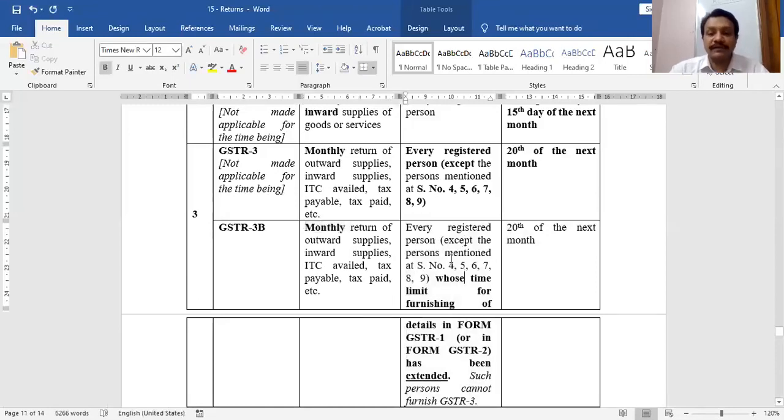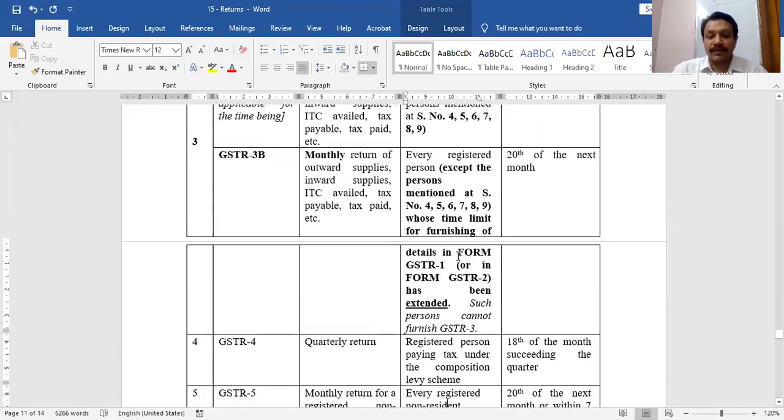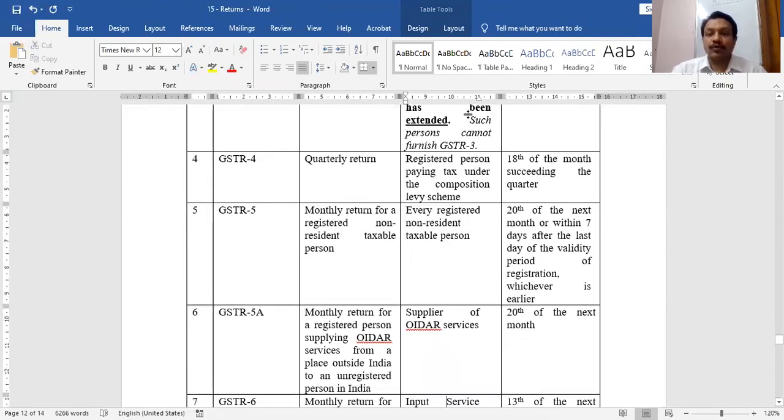I hope the concept is clear. If you have any problem, you can ask me. I'm waiting for 2 minutes. Through the chat window, you can ask me. If GSTR 1, 2, 3 and 3B are not clear, please ask. I'm waiting for 2 minutes for your queries if you have any. If clear, then kindly reply through the chat window.